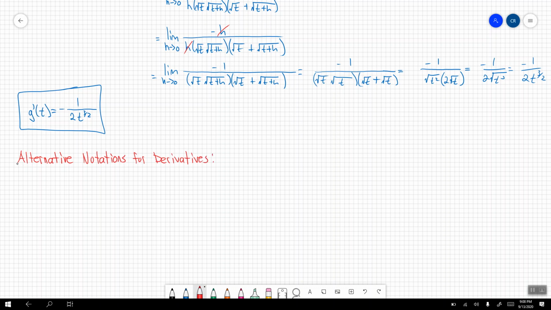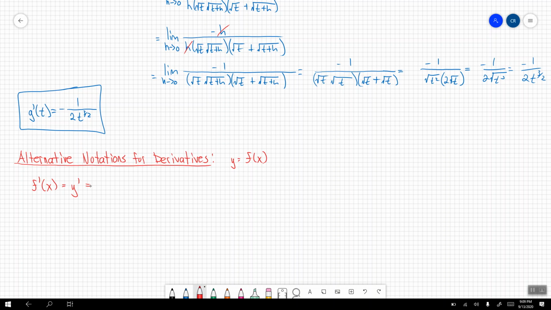So we're going to have these alternative notations for these derivatives. Well, we're going to have what we've been working with, f prime of x, and this is going to equal, well, if we're given a function that's y is equal to f of x, well then this is going to be equal to just y prime.